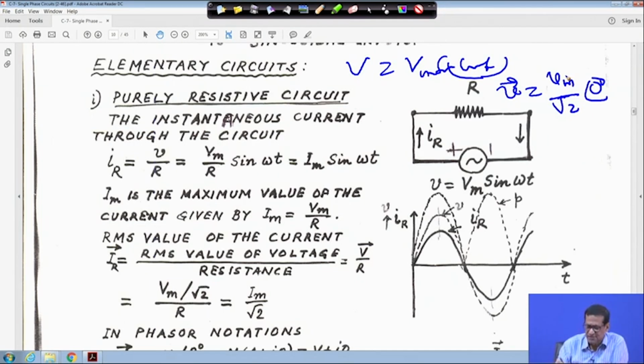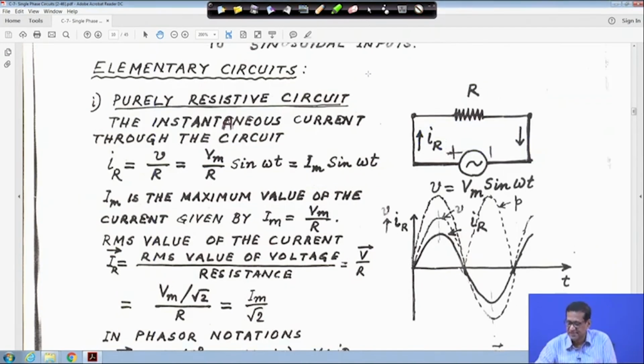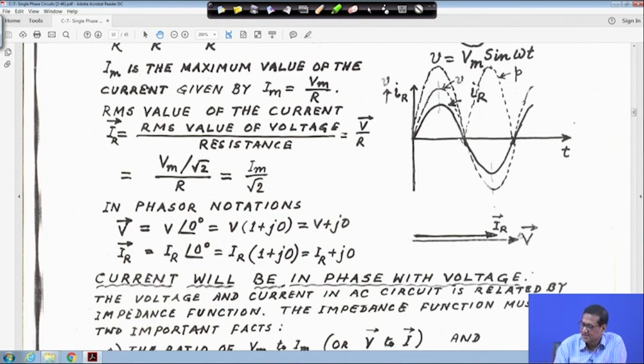Similarly, for current we have IR is equal to Im sin omega t. So, my IR is equal to Im by root 2 angle 0 degree, because here also there is no angle associated with it. Both V and I are at angle 0 degree, that means they are in the same phase. Both IR and V are in the same phase, right.